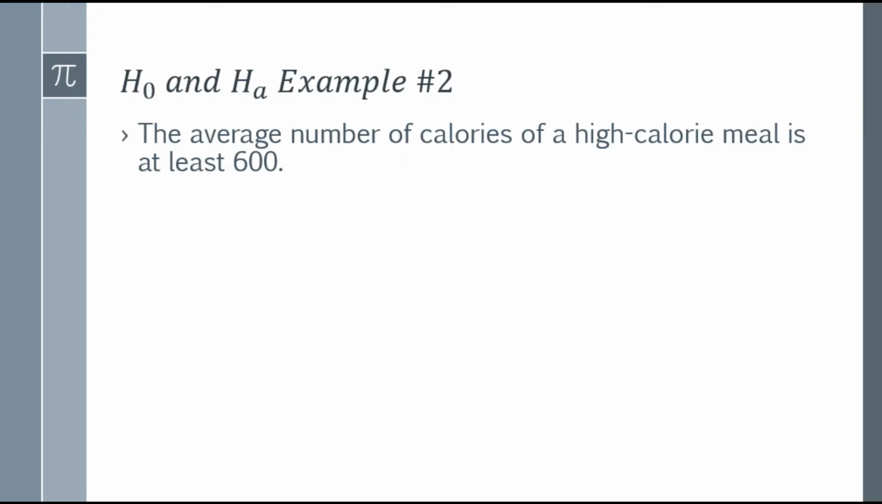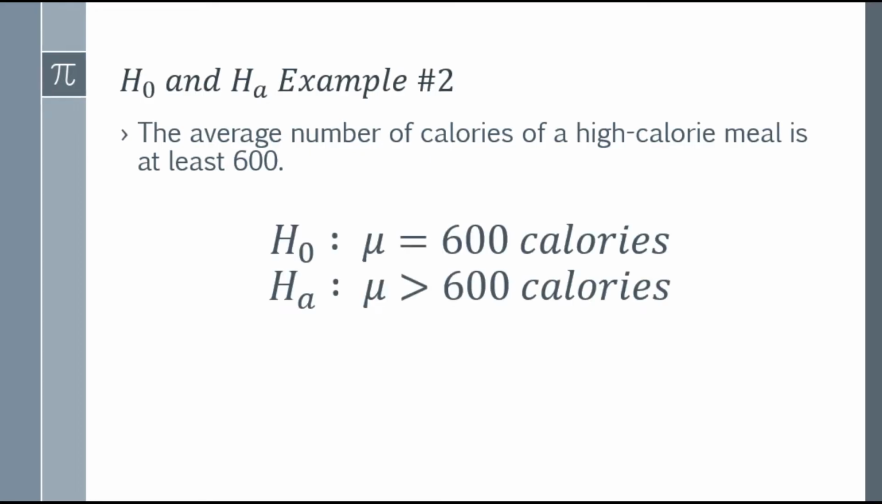Another example. Example number 2, the average number of calories of a high-calorie meal is at least 600. So, ang H0 natin dito, mean is equal to 600 calories. At ang HA natin is mean is greater than daw 600 calories.